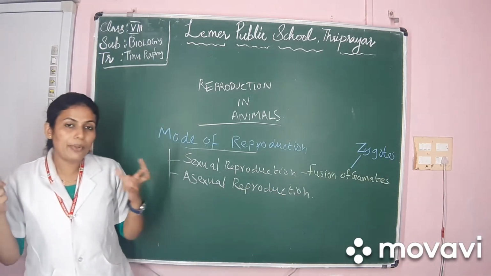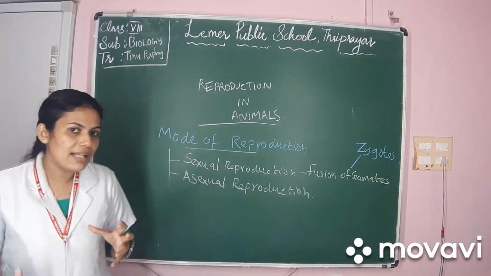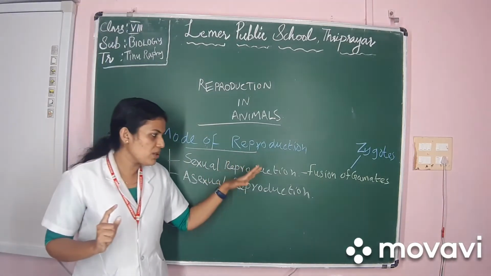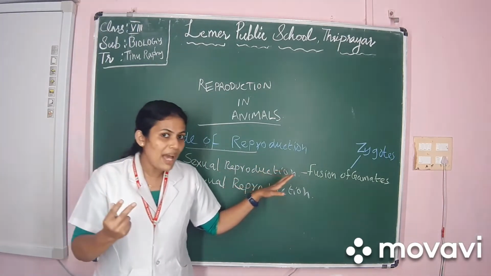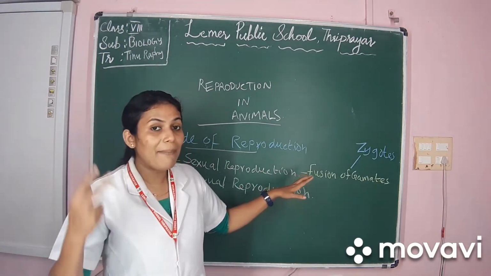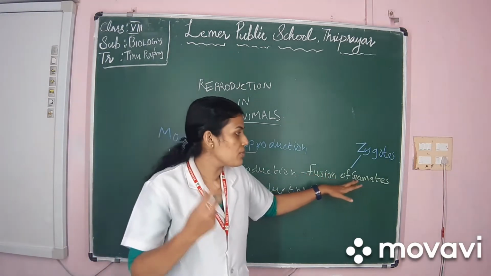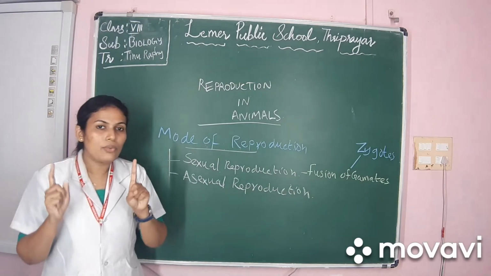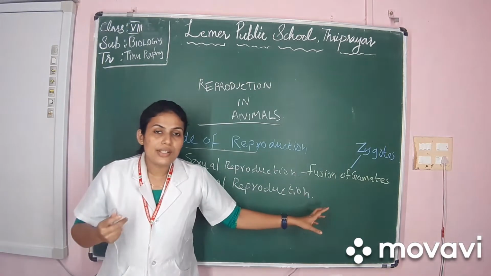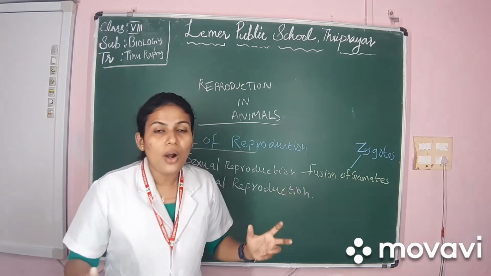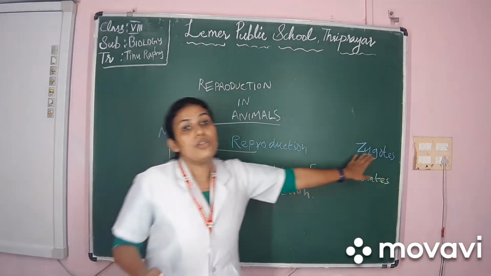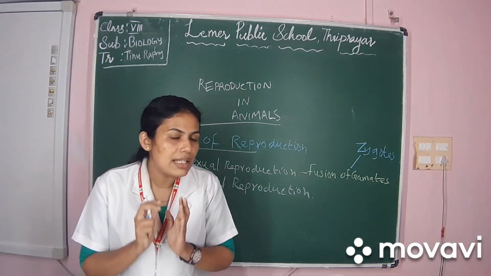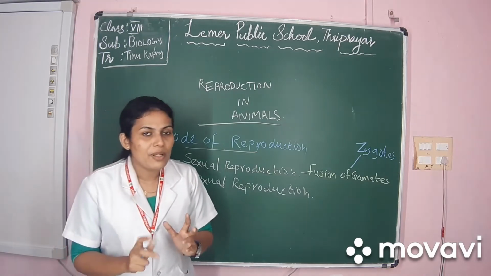Asexual reproduction is the production of a new individual or organism by a single parent, that is, without the fusion of gametes. In sexual reproduction, we learned that two parents are involved and the gametes of the two parents are combining or fusing together to form a zygote. But in asexual reproduction, only one parent is involved and the offspring are developed without the fusion of gametes. So that means no zygote is formed in asexual reproduction. That is, a single parent is involved in the production of the offspring or the young ones.